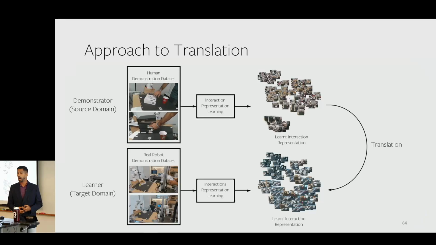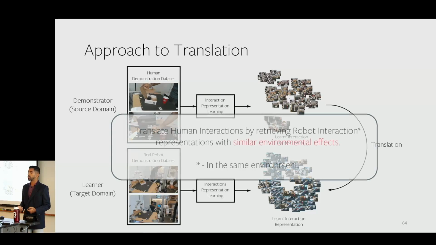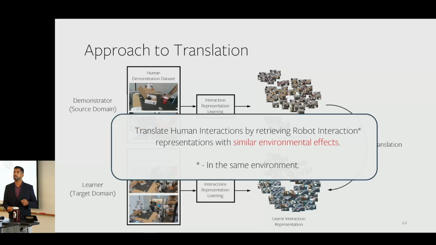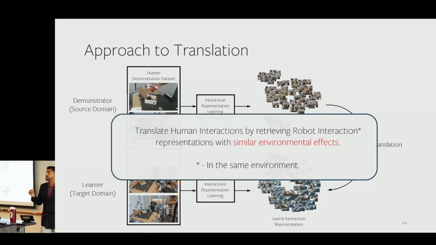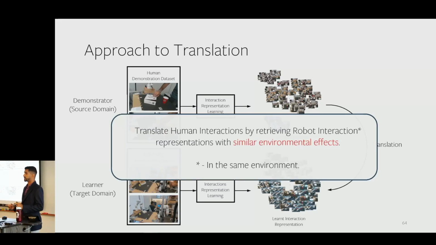So that said, how do we go about this translation problem? In part 2 of the talk, we saw that you could do this via a variety of unsupervised machine translation approaches. But one of the issues that we saw from that is that they were environment unaware. In this part of the talk, we're going to go about this slightly differently. We're going to translate human interactions to their robot counterparts by retrieving robot interaction representations that have similar environmental effects. The caveat being they're in the same environment, as I mentioned.